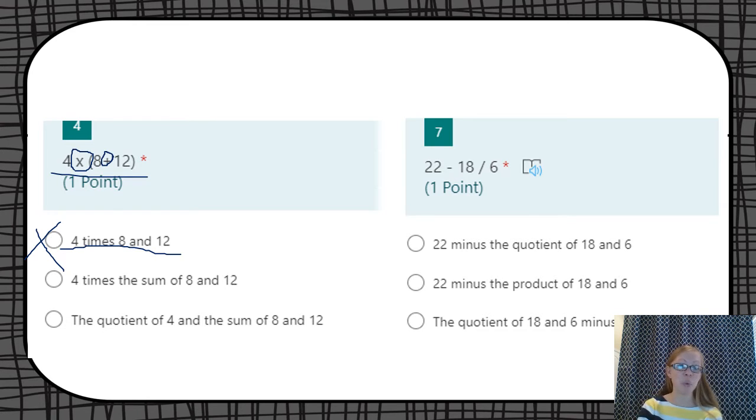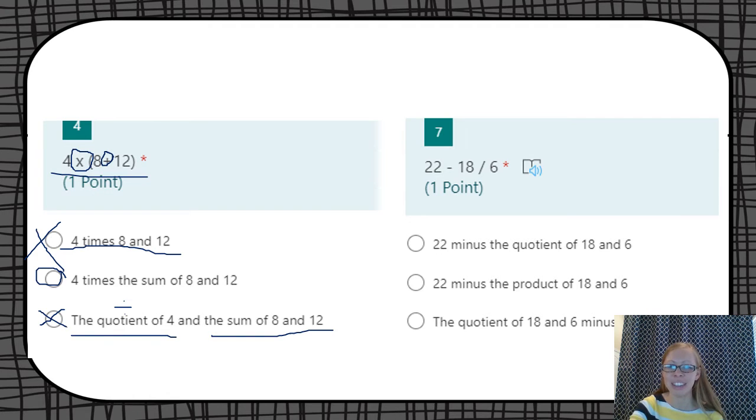The second choice says 4 times the sum of 8 and 12. Well, there we go. We have the sum of 8 and 12. That's important. And it says 4 times. We know that we're multiplying here. That's a good option. Let's check one more to be sure. The quotient of 4 and the sum of 8 and 12. Well, it has the sum of 8 and 12 that we want, but quotient means divide. So I don't have any division going on here. I know that this expression matches 4 times the sum of 8 and 12.